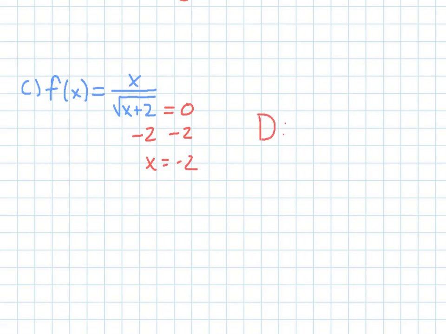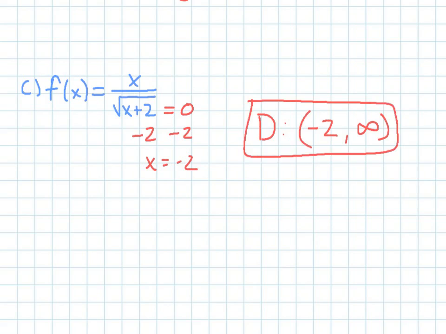Okay, so we said that negative 2 is smallest, infinity is the biggest, and like I said, because that radical is in the denominator, I can't include the negative 2 in my domain, so I need to put a parenthesis there as well. Okay?